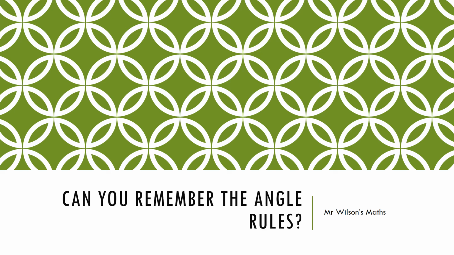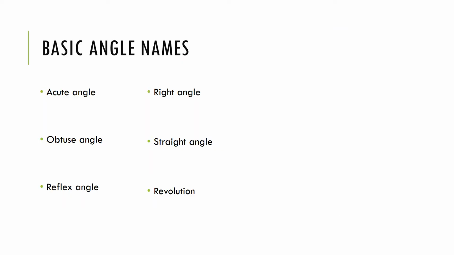In this lesson, we're going to go over the angle rules you've looked at in maths up till now. Okay, so here we have 6 different types of angles. Your angle can only be one of these 6. It can't be all 6 of them. Let us start with, and I might just draw them all on one thing.